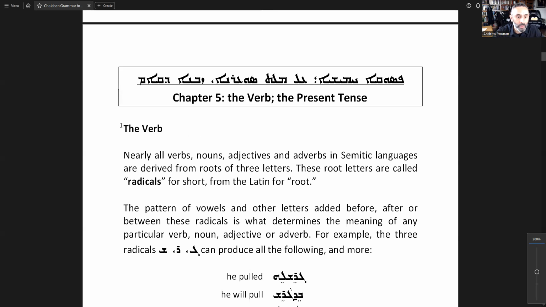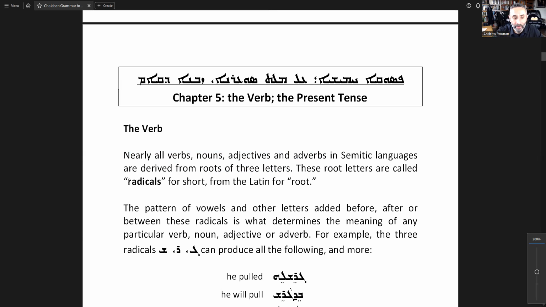So let's talk about the verb. A verb is an action word. All verbs, nouns, adjectives, and adverbs in Semitic languages are derived from roots of 3 letters. So this is maybe a new concept for you. It's not always 3 letters. We have a chapter later where we talk about quadrilateral roots, and there are some roots that are just 2 letters, but nearly all verbs, nouns, adjectives, and adverbs in Semitic languages are derived from roots of 3 letters.